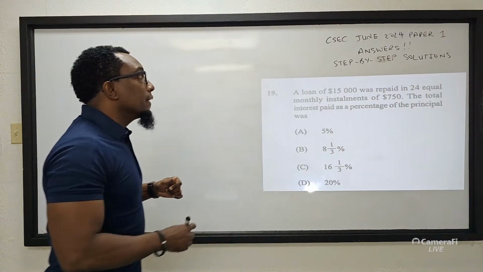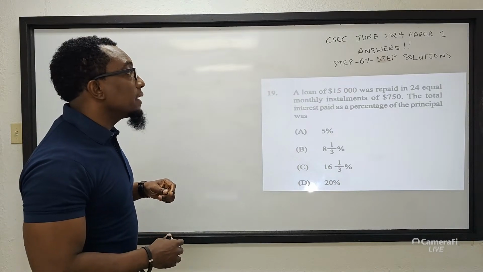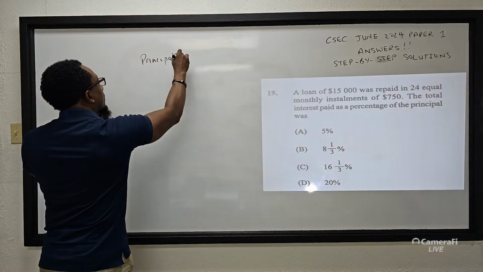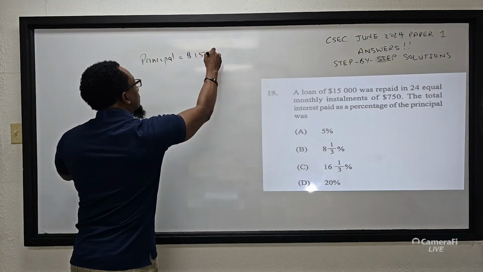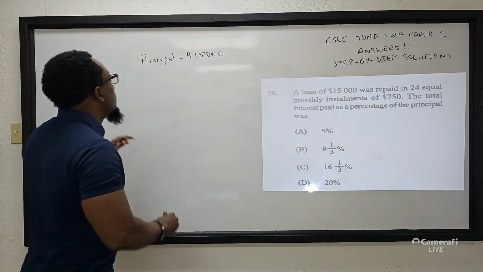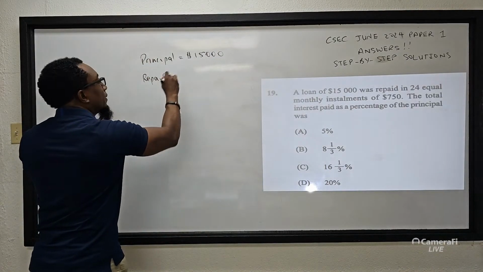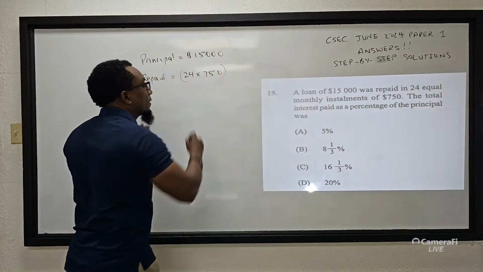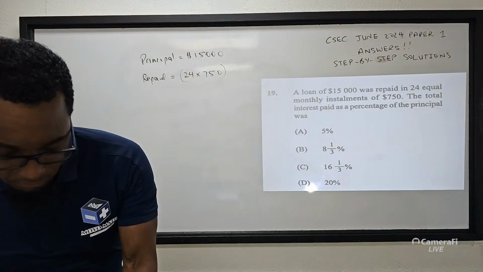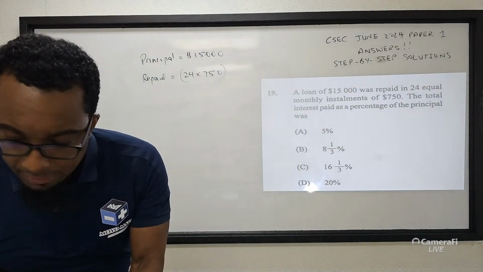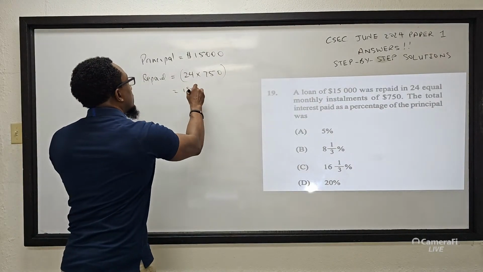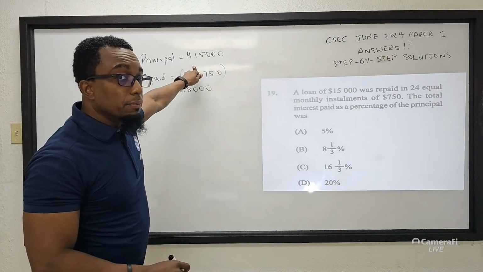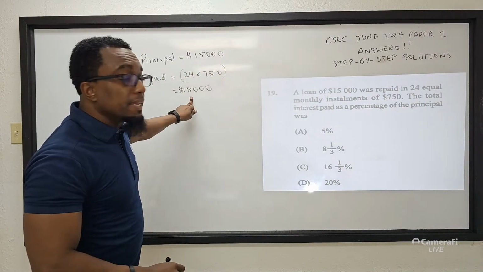So you paid $750 in 24 equal monthly installments. So this is your principal, the amount of money borrowed. And you repaid 24 times 750. And 24 by 750 will give us $18,000. So you repaid $18,000. So you went to the bank, this financial institution, to borrow $15,000. You got a loan, and you have to repay $18,000.